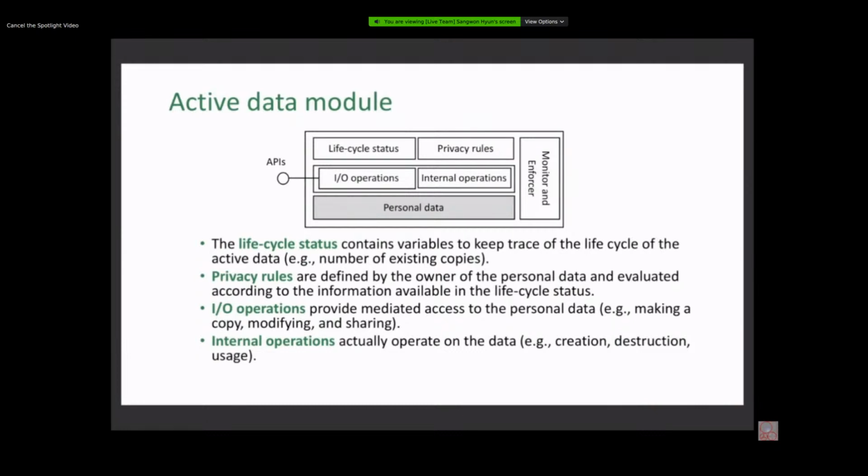And then there are two different kinds of operations that are accessible through APIs. These are I/O operations that provide mediated access to the personal data, and internal operations that actually operate on the data. The monitor and enforcer verifies that the accesses to the APIs comply with the privacy rules and only allows those that comply to go through. And we imagine that all the active data modules are executed inside secure execution environments that can be software-defined or hardware-defined.